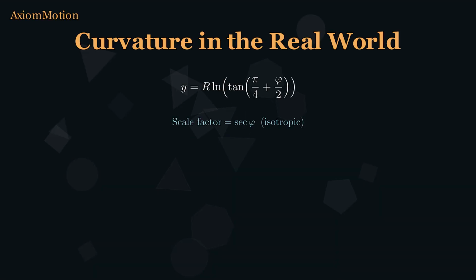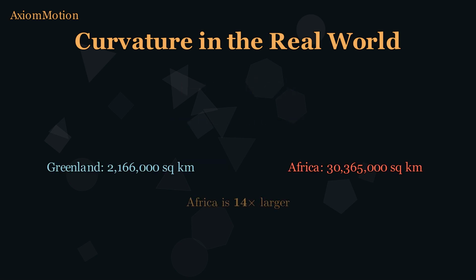Every flat map of Earth lies. The Mercator projection preserves angles. It is conformal, but it distorts areas enormously. Greenland covers about 2 million square kilometers. Africa covers over 30 million. Africa is more than 14 times larger. Yet on a Mercator map, they appear roughly the same size.